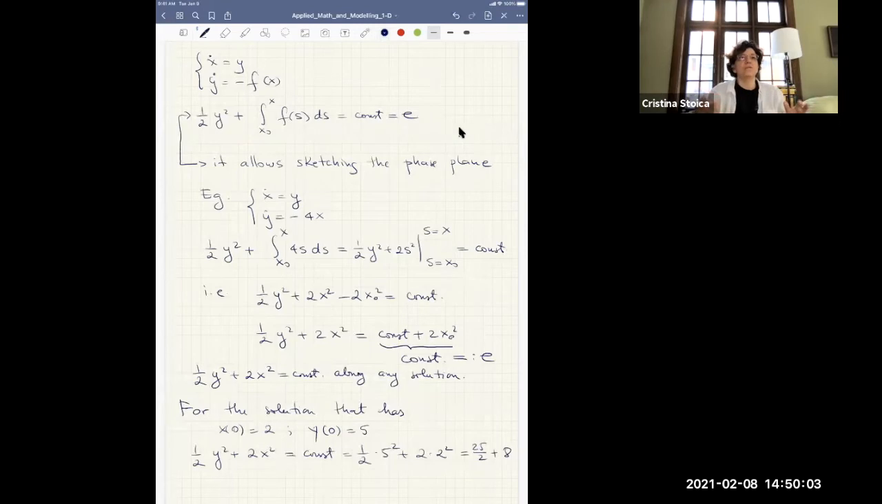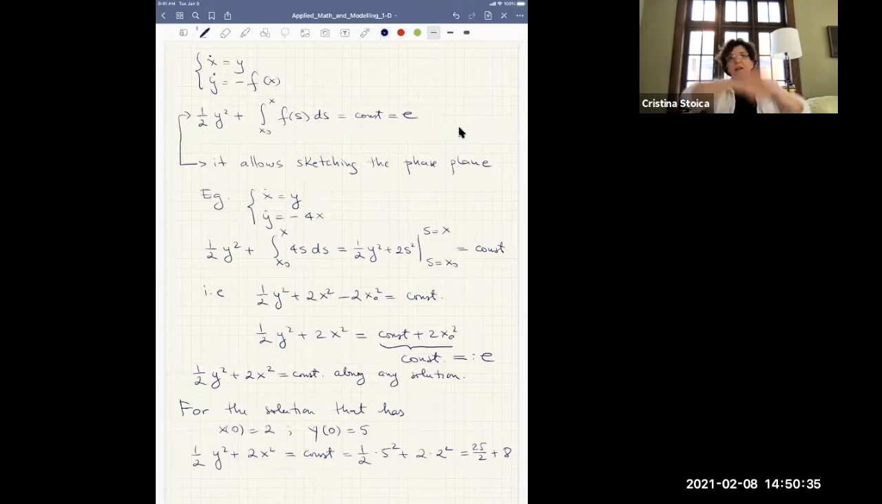Not that it is the same constant for all solutions. Each solution has its own constant. Each solution has its own path. And along that particular path, the value of this combination, 1 over 2 y squared of t plus 2x squared of t, will stay constant. But the constant will be associated with that particular path. Each path has its own constant.